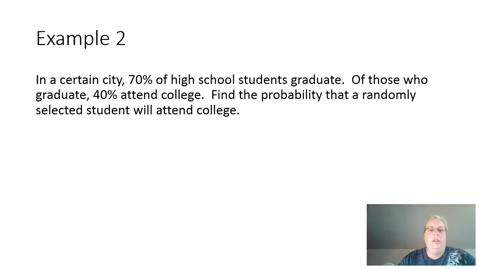Example 2. In a certain city, 70% of high school students graduate. Of those who graduate, 40% attend college. Find the probability that a randomly selected student will attend college. Alright. Well, we're trying to figure the probability of going to college.